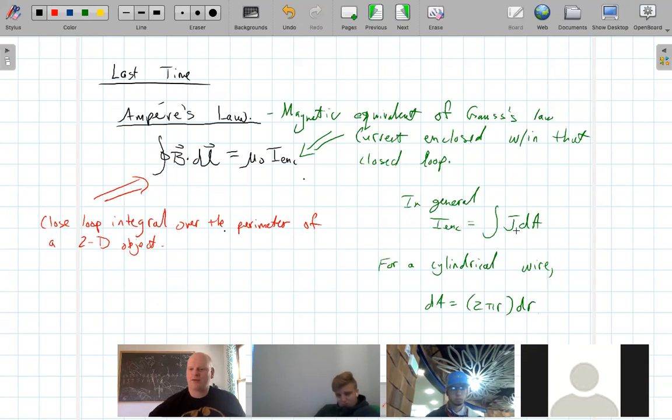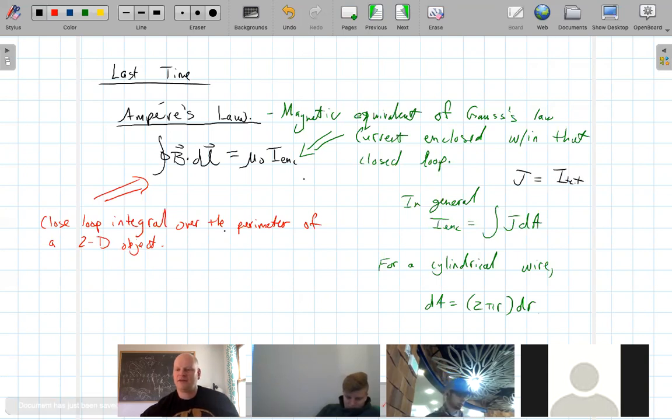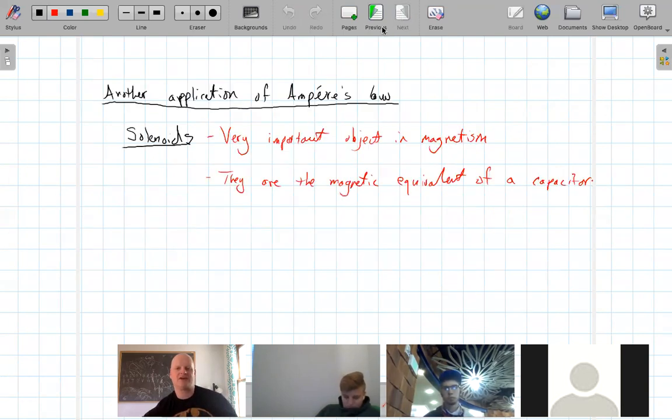In a general case where the current density is non-constant, I enclosed is simply the integral of the current density over the area, where the current density is equal to the total current divided by the total area by definition. If we're dealing with a cylindrical wire, dA is equal to 2 pi r dr. So this is our dA. That's what we talked about last time. We did a bunch of applications of that, so we're going to finish off Ampere's law by doing another application.